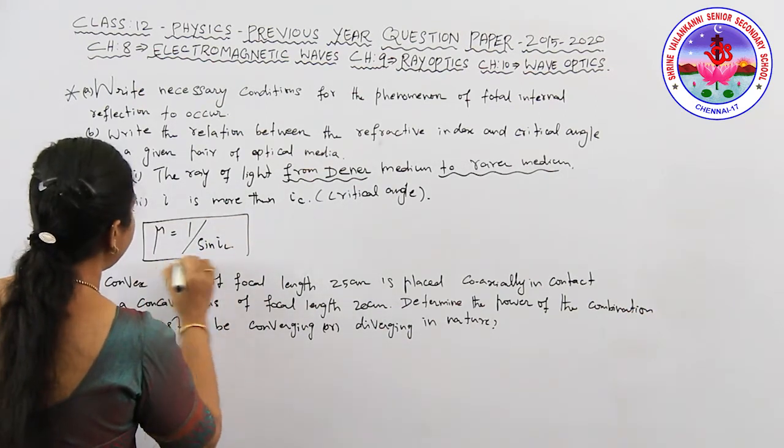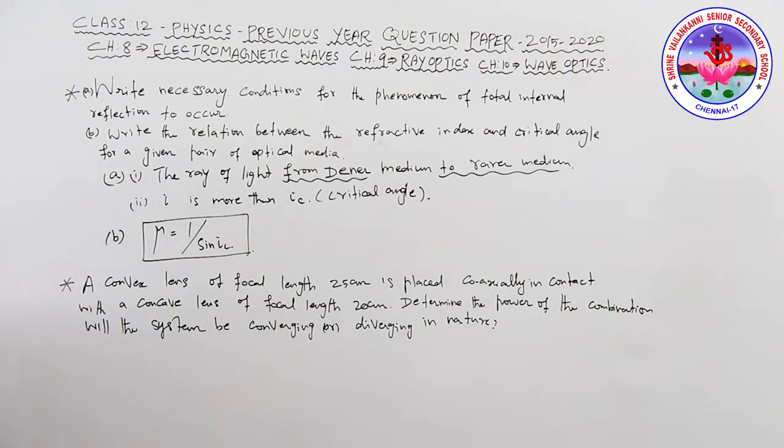Mu, which is equal to 1 by sin IC, is the relation between the refractive index and the critical angle.